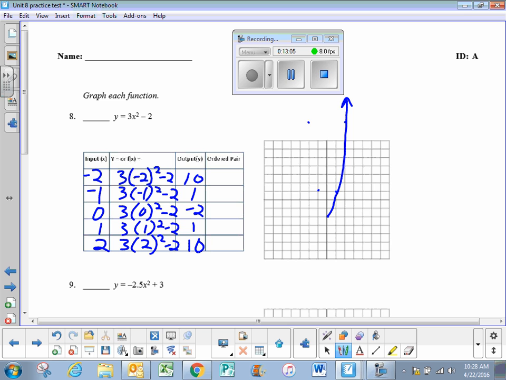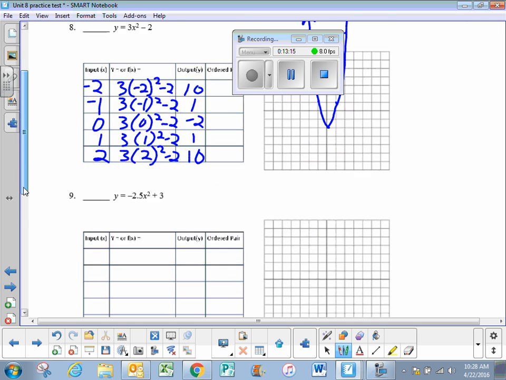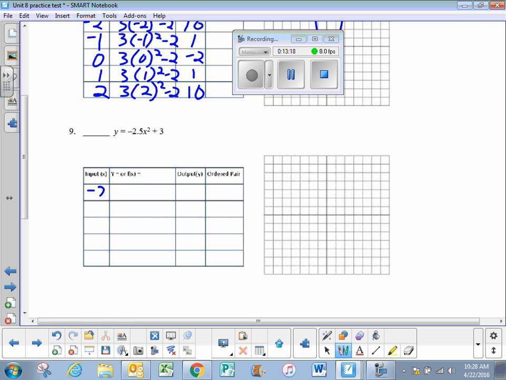Now you do need to make it look somewhat like this. It is curved, so you can't use a ruler, but it should look pretty much like that. I will look to make sure your points are in the right spot. So if they're not, you're going to lose points. Okay, the next one, same deal. I'll go with parentheses, right?